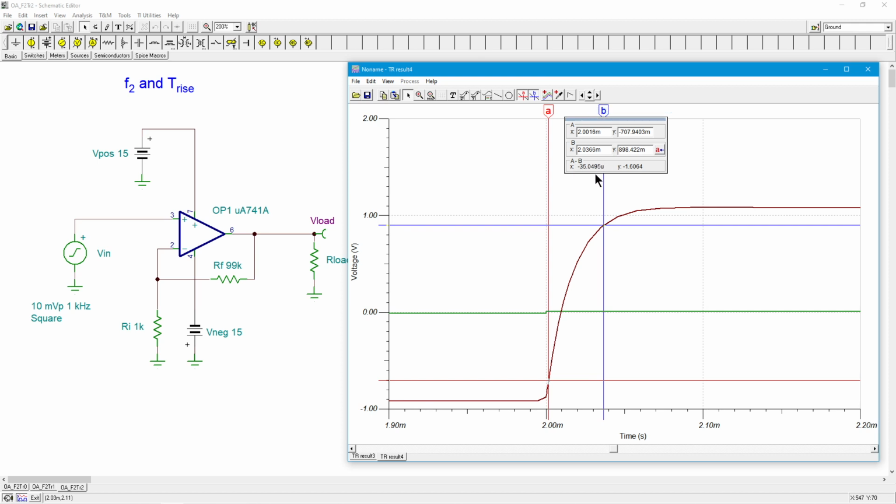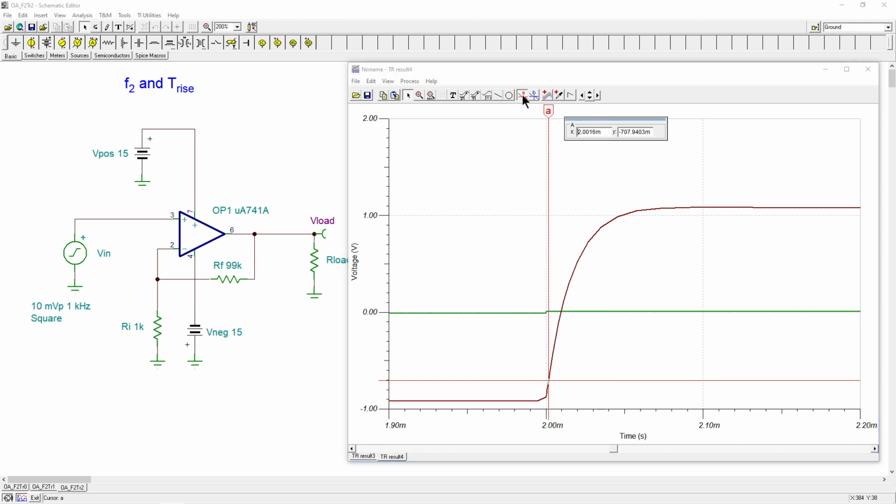And we're getting 35 microseconds. So again, 0.35 divided by rise time of 35 microseconds. You divide that out and you're going to get just about 10 kilohertz. All right, beautiful.